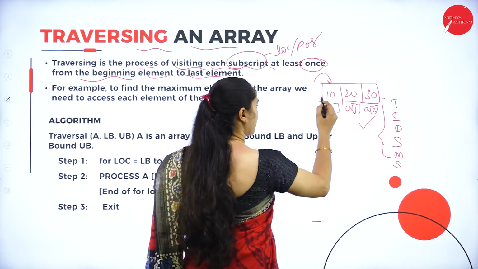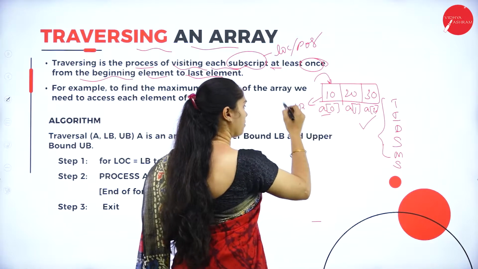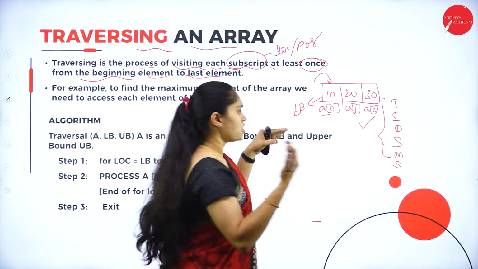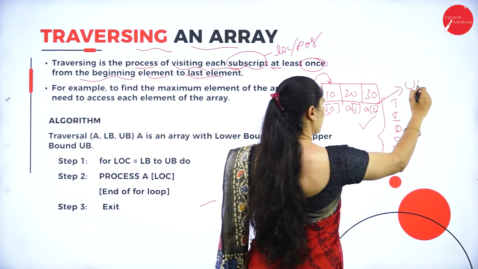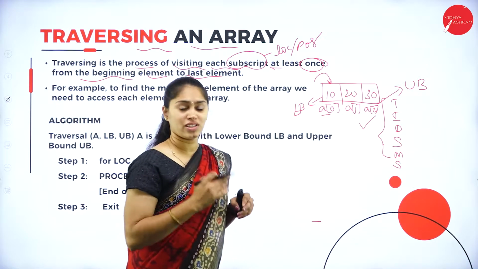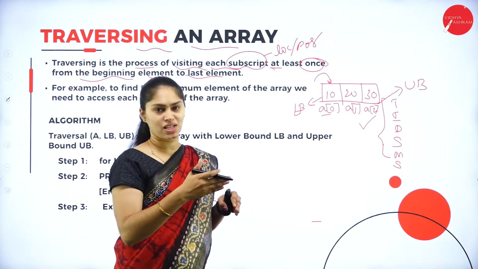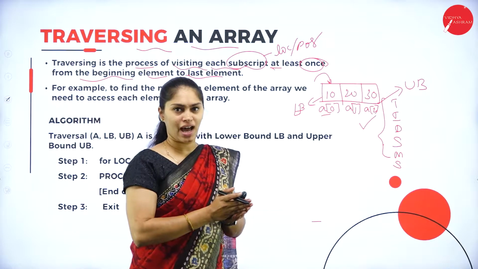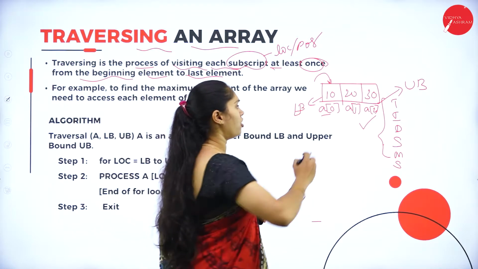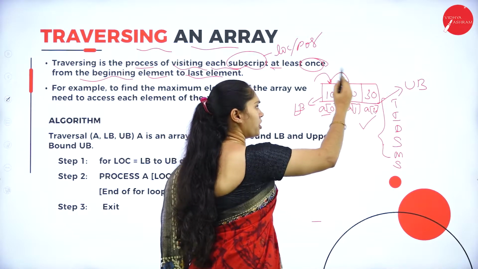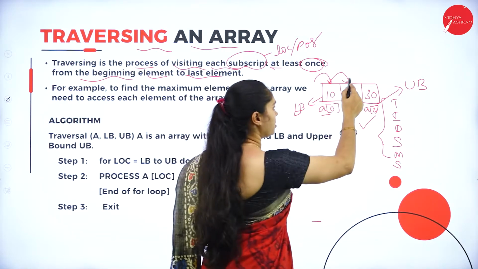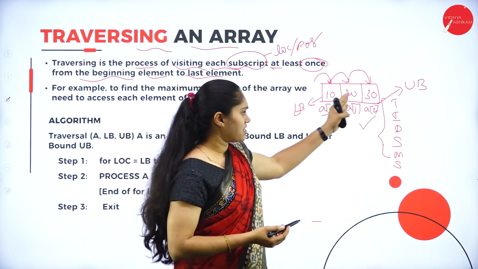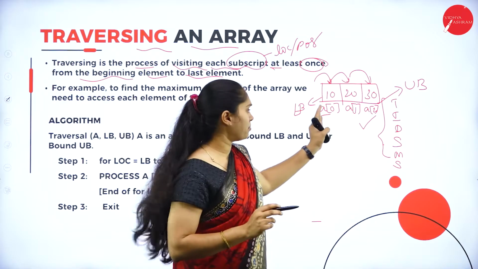Along with that, this specifies what? Lower bound. LB specifies the lower bound, that is the minimum value or minimum position. When it reaches the last position, that is UB or upper bound. That specifies the maximum subscript or the maximum position of the set of elements that we have in an array, right? After visiting this 10, I am going to visit 20. Next I will move to the next position, that is 30. Traversing means we are visiting each element at least once from the beginning to the end.